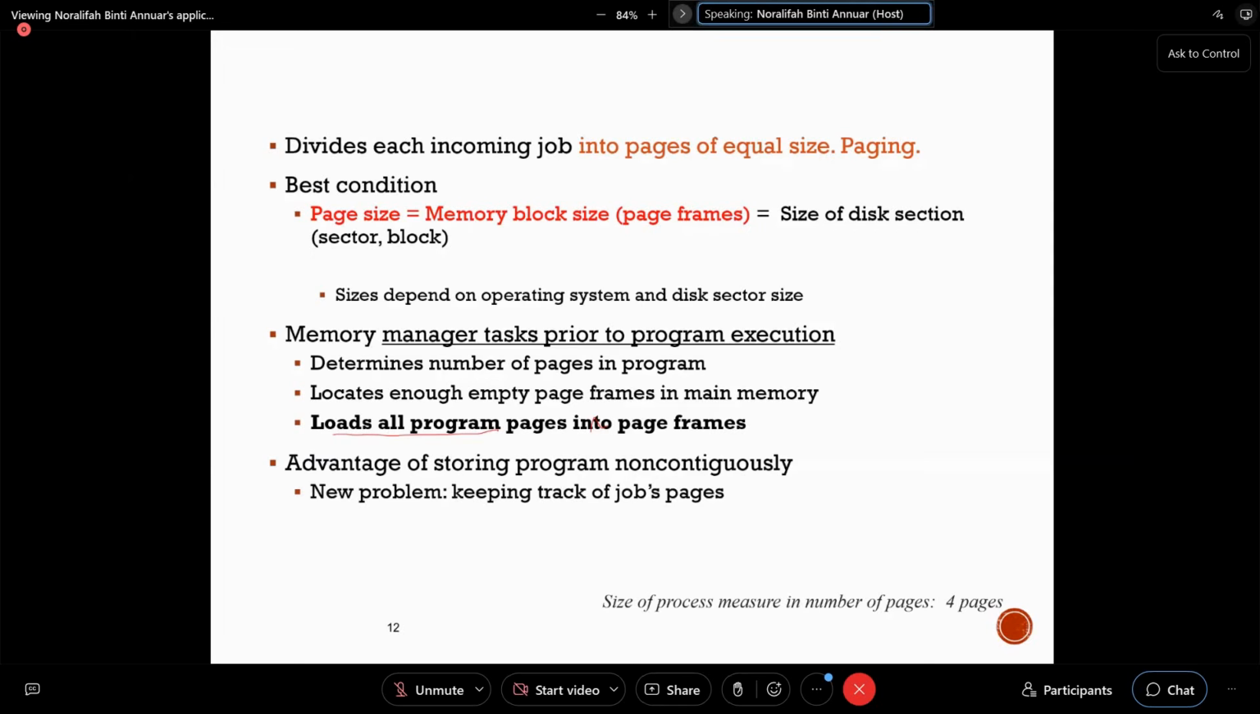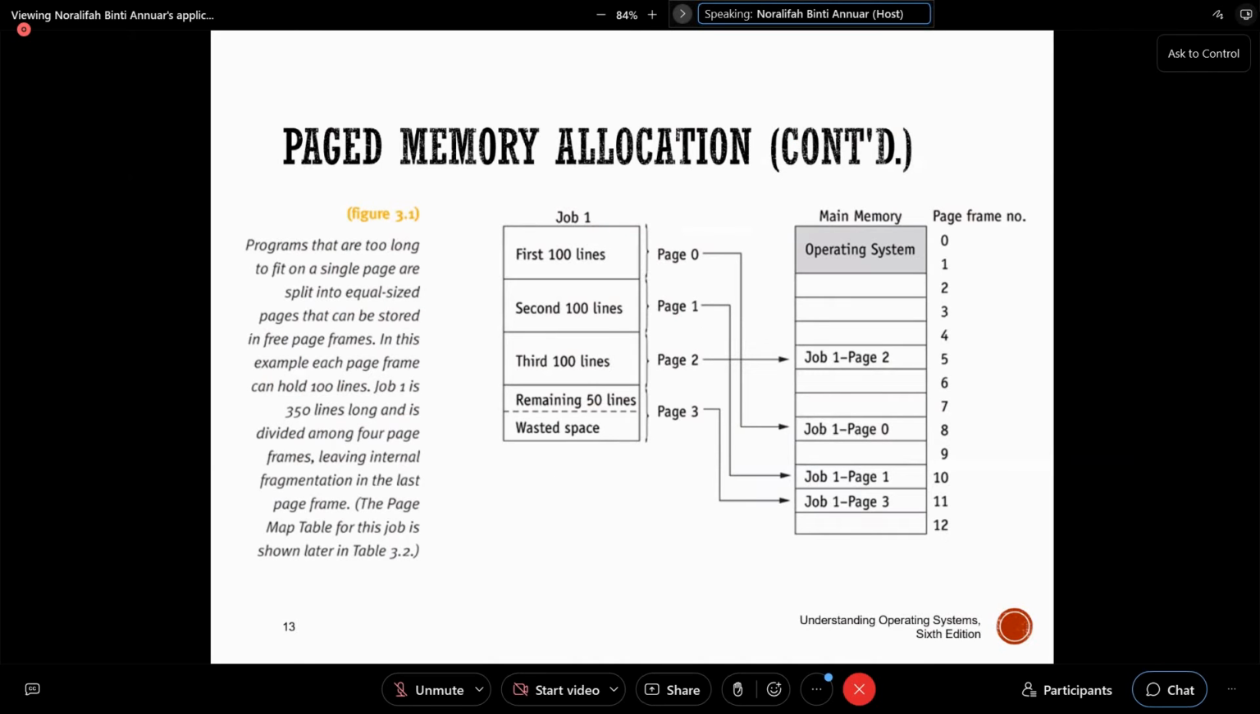The advantage of storing program non-contiguously, maksudnya it's not a whole. Dia senang lah, semua boleh masuk tapi different frames. But of course it becomes more complicated, keeping track of job pages. Your table becomes very long. Panjang lah. Complicated kan. Ni sama je, same thing.